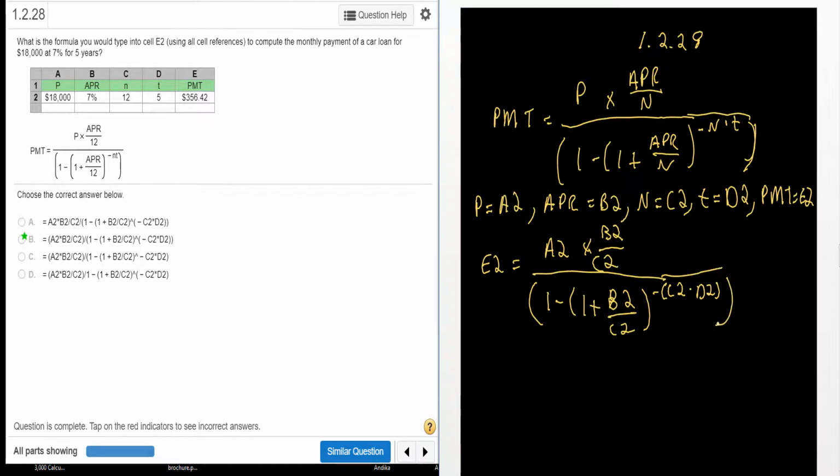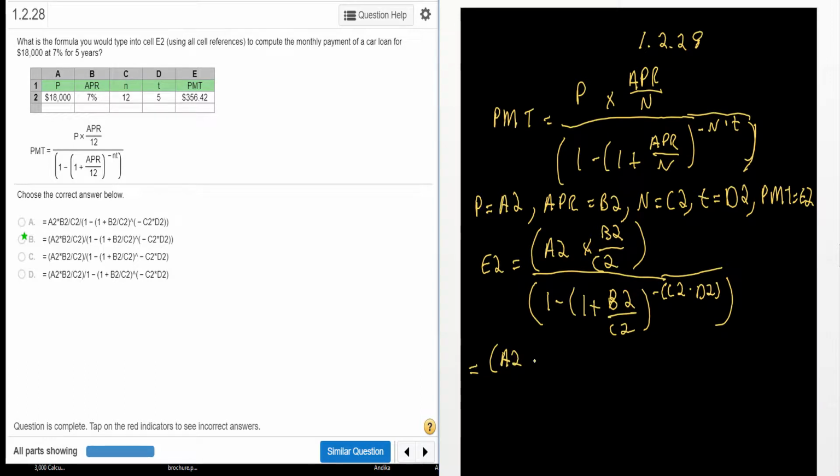Close parentheses there. Now you want to put this into Excel speak. So I want to make sure that Excel knows what my numerator is and what my denominator is before I enter it in. Okay. So when I enter it into Excel, I'm going to have open parenthesis on a single line.